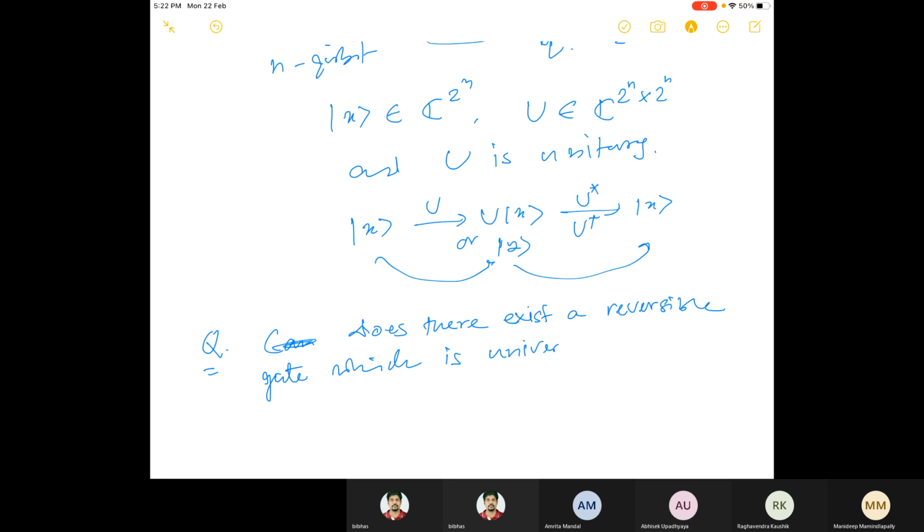And then the question will be, if it is universal and if it is reversible, why don't people implement that? Okay, so that's a separate question.